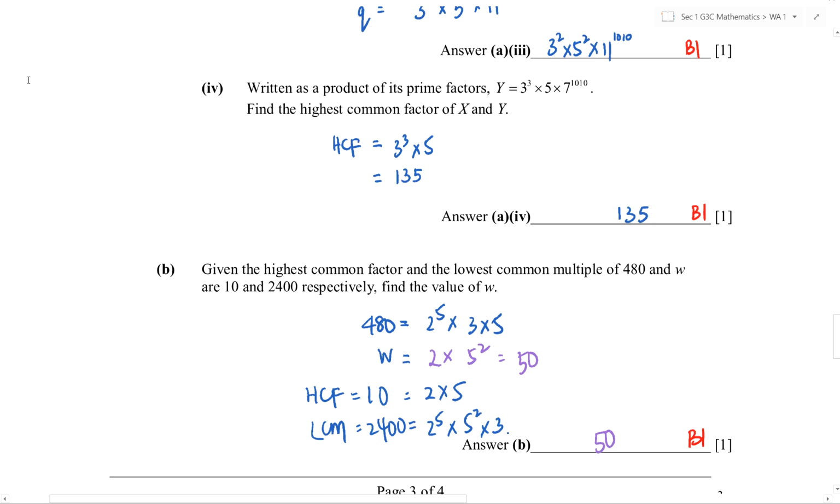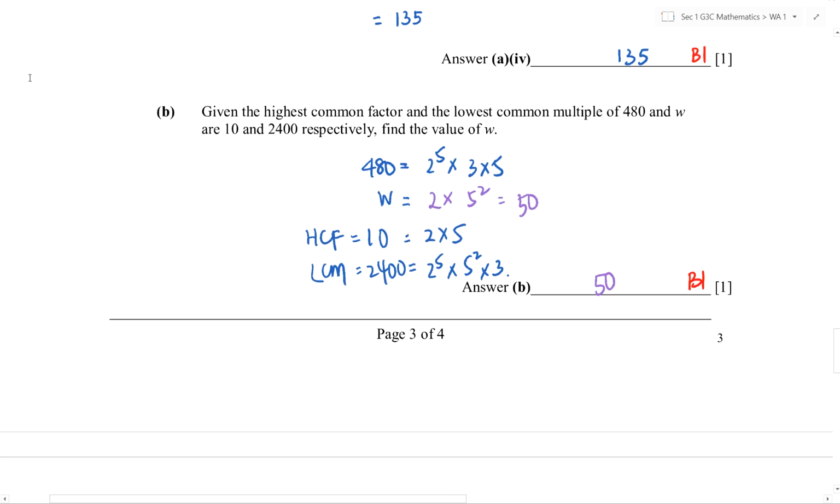The next one, part B. Highest common factor, lowest common multiple of 480 and W, 10 and 2400. So likewise, we will need to write down our LCM and our HCF in terms of prime factors. We will list down 480 and W. Now W, we don't know what that is yet, so we leave it as a blank. I don't know what this is, but I do know that the HCF is 2 times 5.